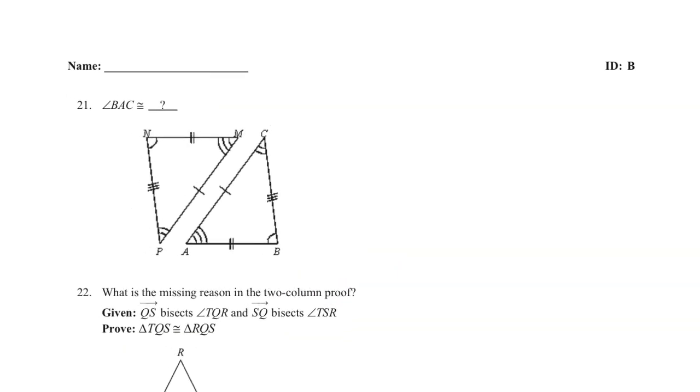Angle BAC is congruent to angle. So I know that B corresponds with N. I know that A corresponds with M. And so we have NMP. So that's our answer.